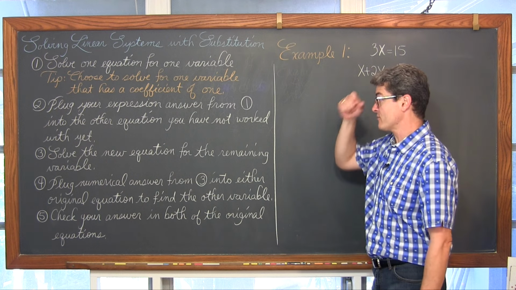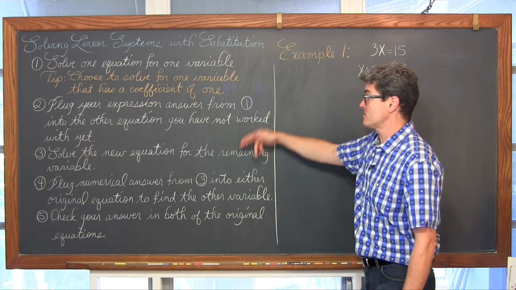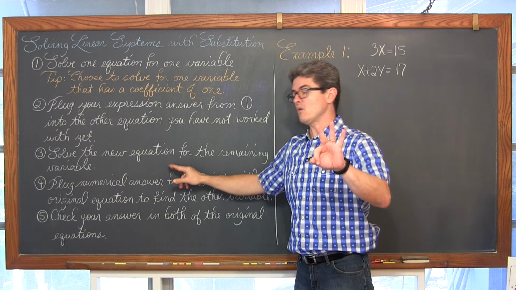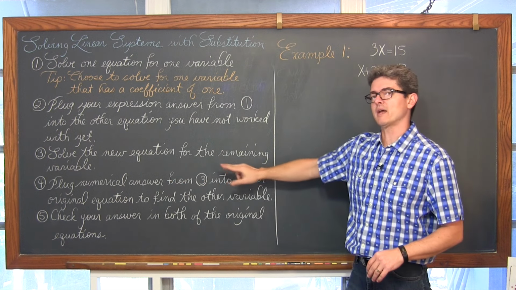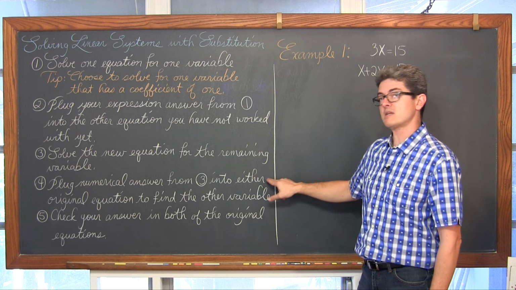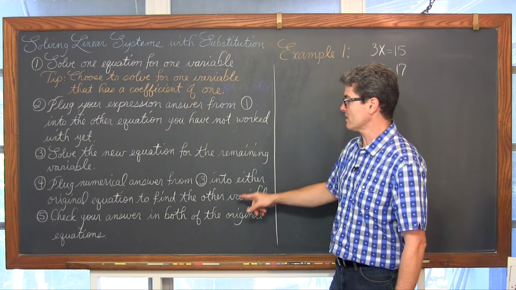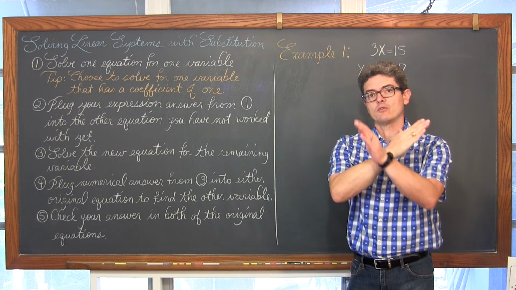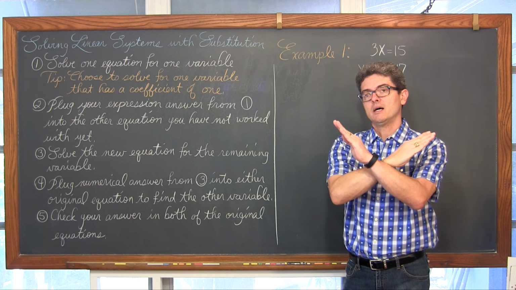Step 3: solve the new equation for the remaining variable. After steps 1 and 2 are done, you'll have a third new equation, and if you've done it correctly, it will only have one variable in it. Step 4: plug the numerical answer that you get from step 3 into one of the original equations to find the other variable. We're finding out where two lines cross.